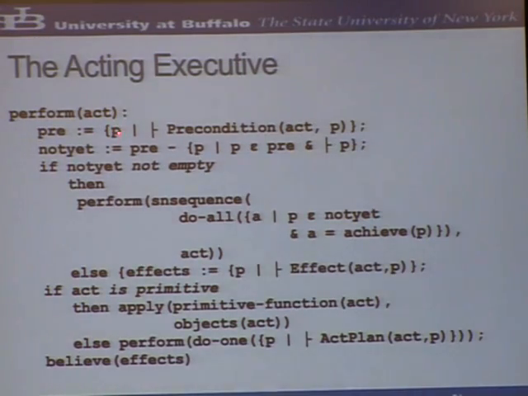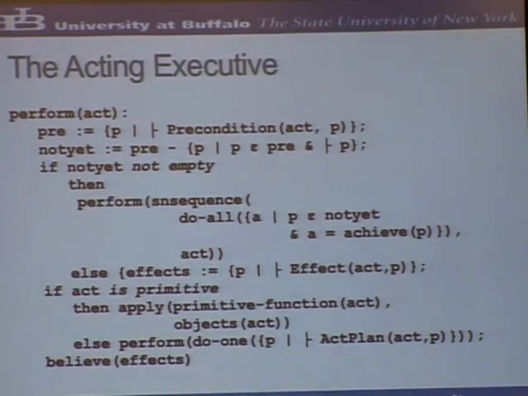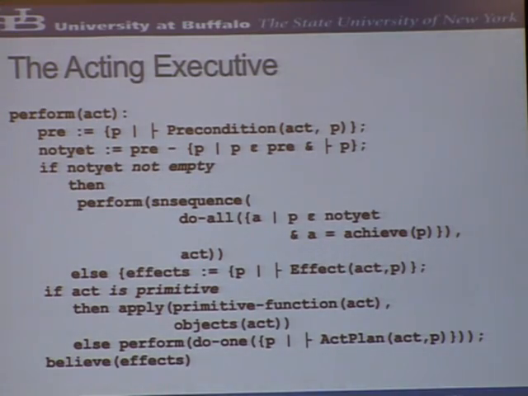So let pre be the set of propositions P such that it's derivable that P is a precondition for the act. Notice it uses reasoning to figure that out. Set notyet to be the set of pre other than those P's for which it's derivable that they currently hold. If notyet is not empty, I didn't know how to find the right symbols in Keynote, then perform the following SN sequence. Those of you who know VDL, it kind of looks like that. If you don't, don't worry about it. Perform this sequence: do all of the acts A such that A is achieve P, where P is one of these not yet achieved preconditions. And then try act again, because in accomplishing some of the preconditions, you may have undone some of the others.